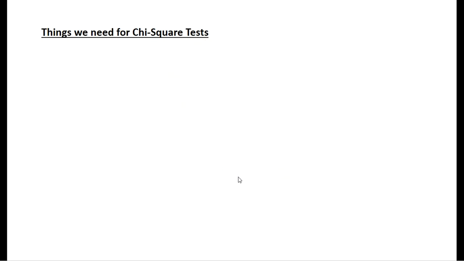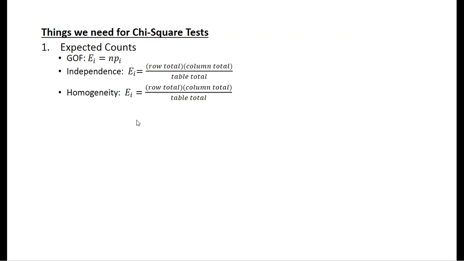Let's review things that we will need for a chi-squared test, and I'll just itemize them by the type of test. The first thing we'll need for all three tests are expected counts. For a goodness of fit test, because we do not have a contingency table, we can easily find that by calculating our n, our sample size, times the probability of that event occurring. So for each one of those, we could do that entry. The independence and homogeneity tests both use a contingency table, so they are calculated the same way. For each entry, so row 1, column 1, we would do row total times column total, divided by table total.